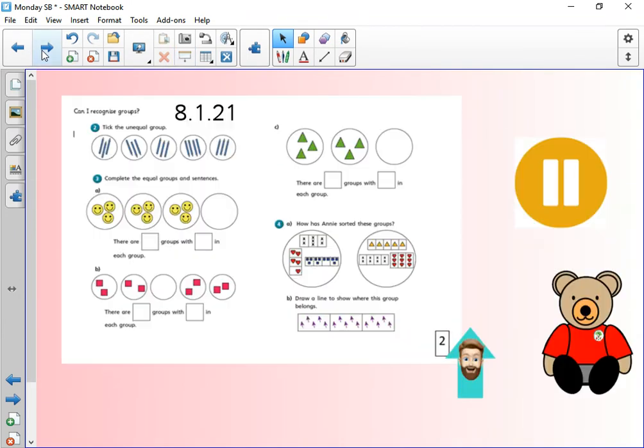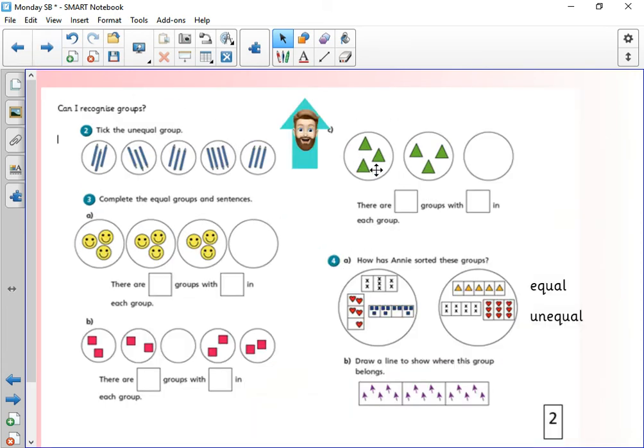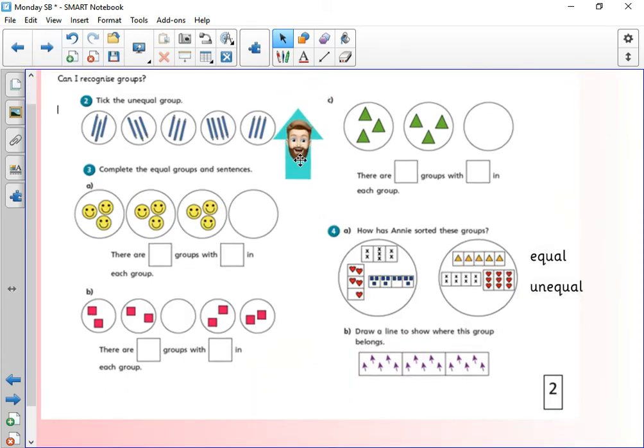Right, it's time to move on to our task. So I would like you to find page 2 in your maths booklet, and I would like you to write the short date at the top of the page. Pause the video and write the short date now. Okay, we're going to do this together. Okay, I'm going to read the questions. Tick the unequal group. Have a look at these groups. Okay, which one is unequal? Tick it now.